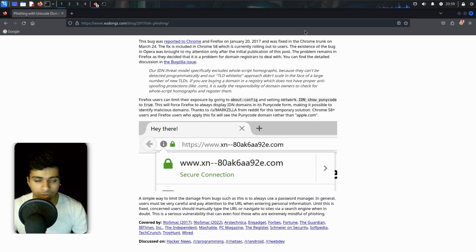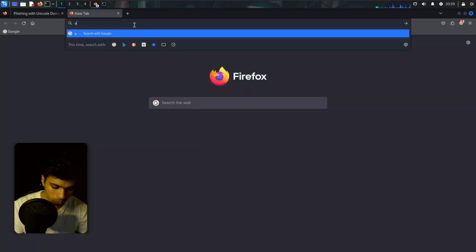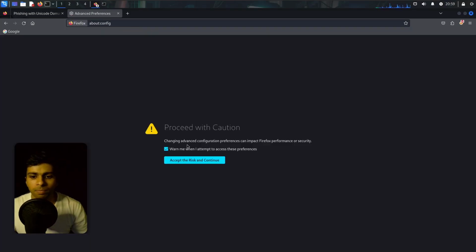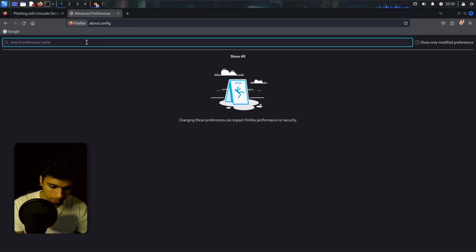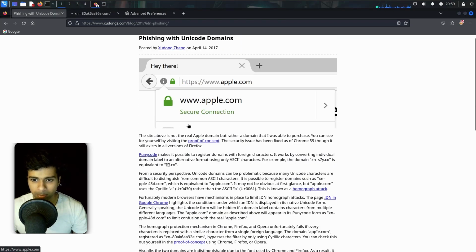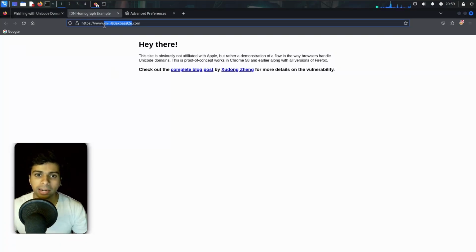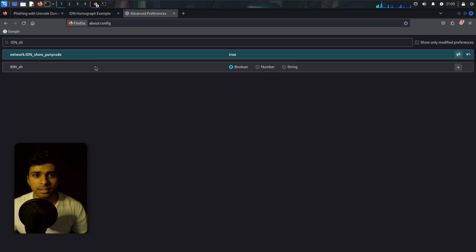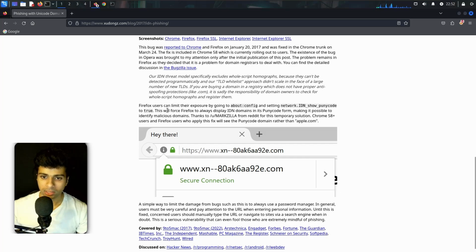Firefox by default does not have the show Unicode value set to true. It's actually set to false. So if you go to the about:config page, hit accept and type IDN underscore show Unicode, we see that its value is set to false. Let's try to change it to true. Now if we visit the website, we will notice that in the address bar, Firefox correctly renders the URL value in its true Unicode form. So if you are on Firefox, this is the setting you need to change and bring to true to protect your browser from IDN homograph attacks. This will force Firefox to always display IDN domains in their Unicode form, making it possible to identify malicious domains.